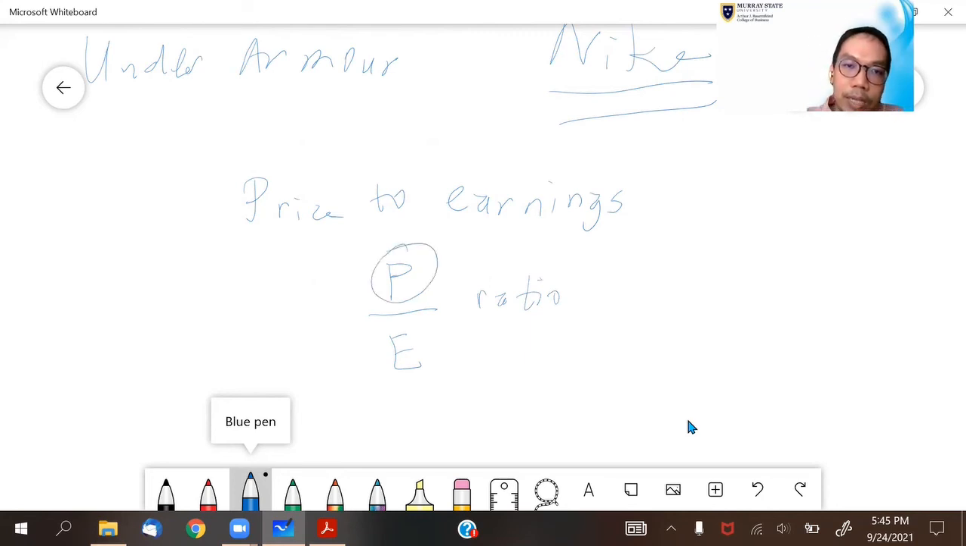The P is price, E is the earnings or net income, right? This is price per share. Because the price is per share, then the earnings should be per share as well. So essentially the PE ratio is price per share divided by earnings or net income per share.